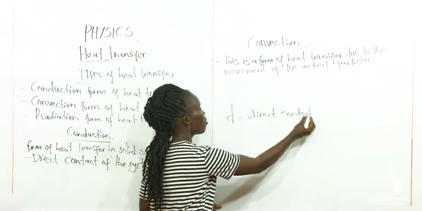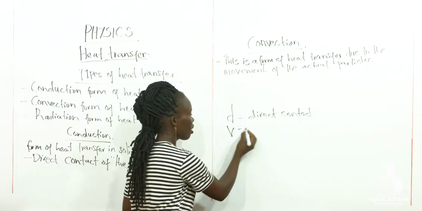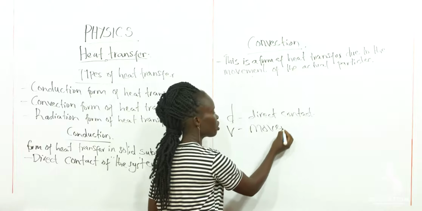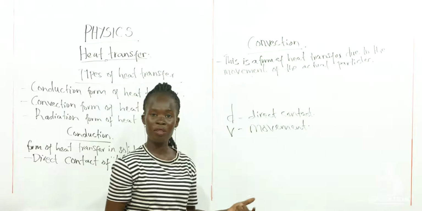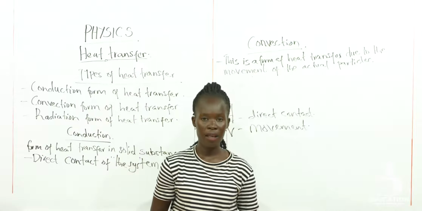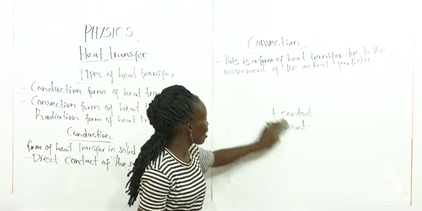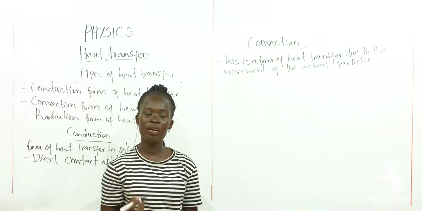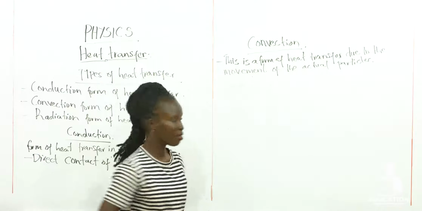So now look at convection. It has V. The V is the V in movement. Which movement are we talking about here? We are talking about the movement of the particles in liquids or gases, because liquids and gases are also made out of particles. But how is the nature of these particles in liquids and gases?